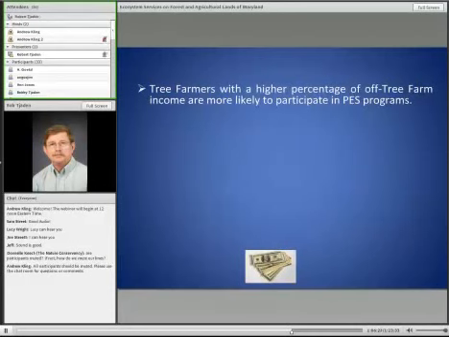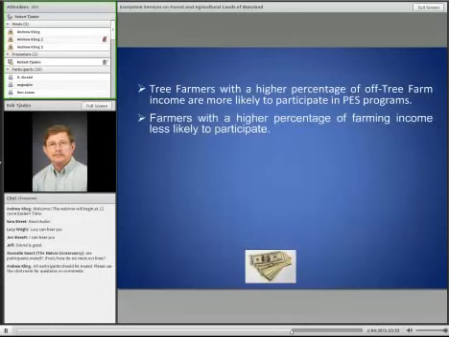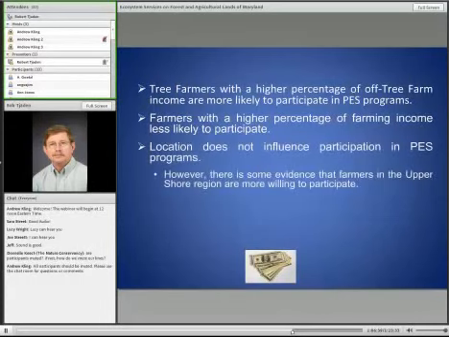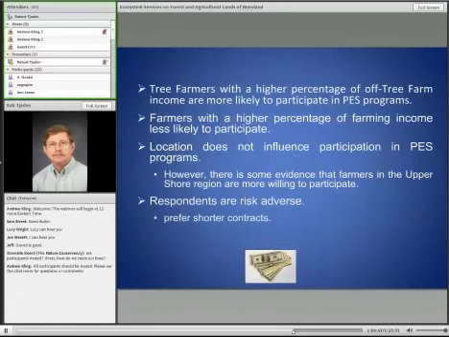Respondents in general are risk averse. They really prefer shorter contract lengths, which is demonstrated in both our contingent valuation and conjoint choice. It's very unfortunate that most of the ecosystem services, whether it's a mitigation program or a voluntary type program, have really long contract lengths. This suggests that most of the farmers and tree farmers that we surveyed prefer shorter. And payments appear to increase participation in these programs.